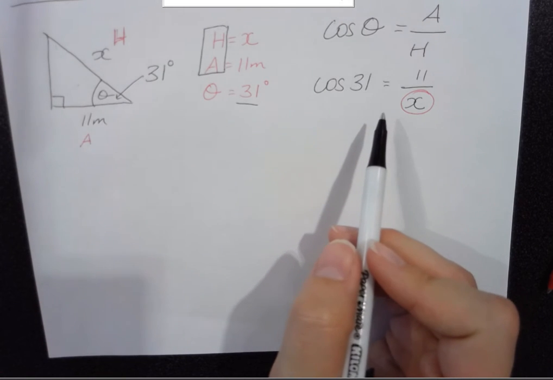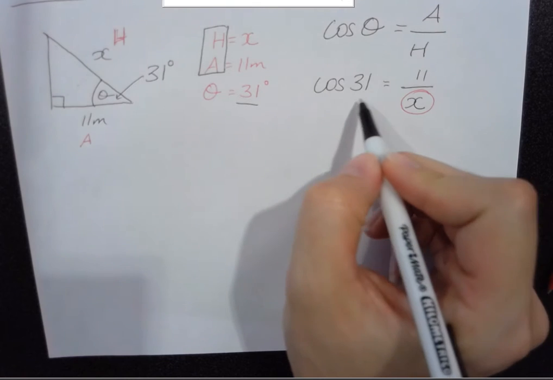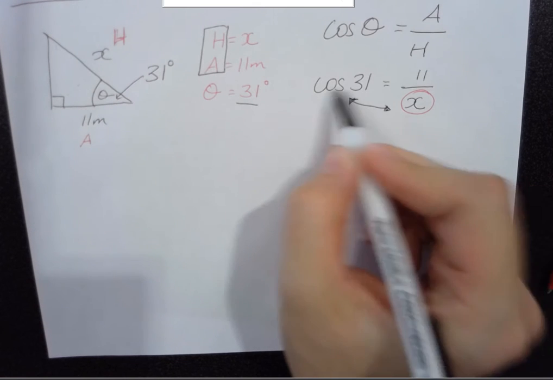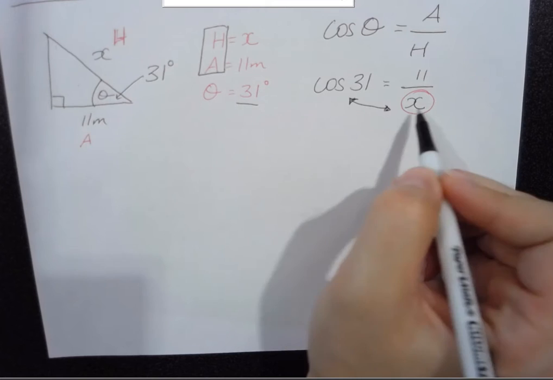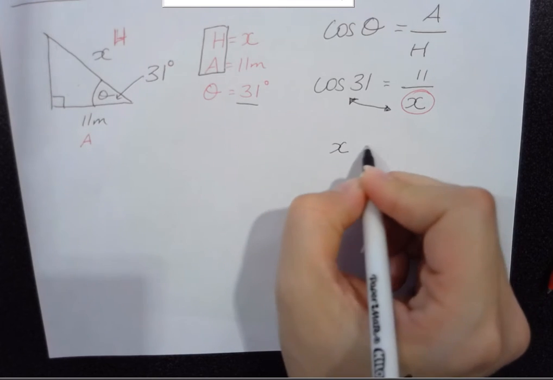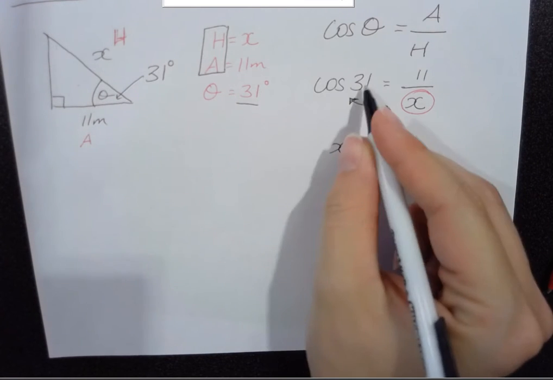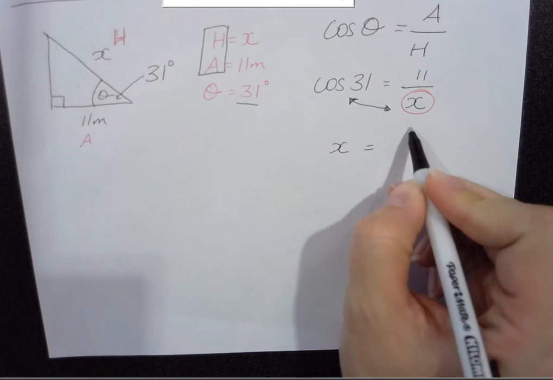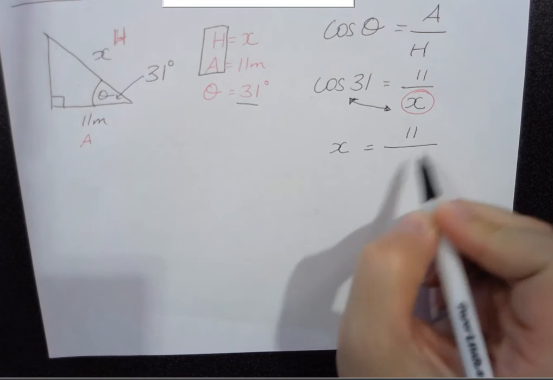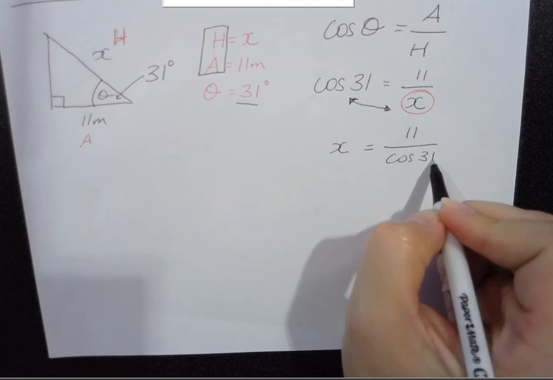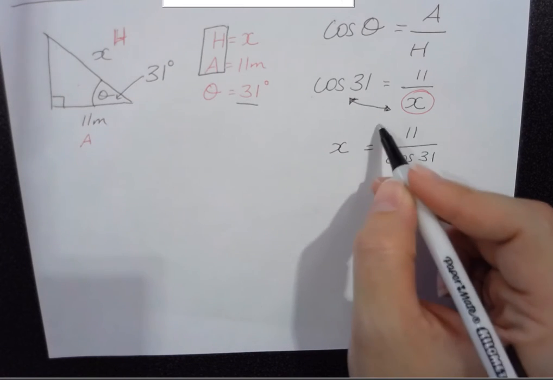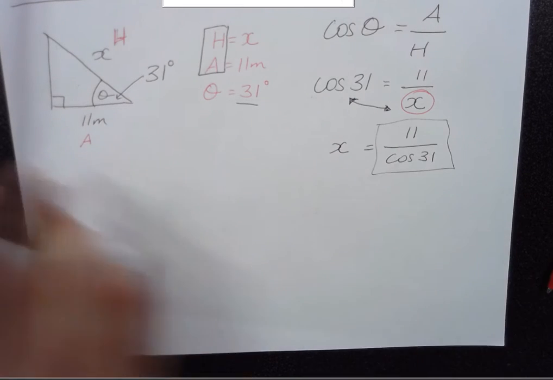Now I can go through the long way of rearranging, but I want you to know the short way. And the short way is that we are going to flip these and switch them places so that the x pops up here on the other side of the equals, and it's going to put the cos of 31 down here at the bottom of the fraction. So 11 stays where it is, and cos of 31 goes over here. So you can see that they've switched places now, and now this is something we can do on our calculator.